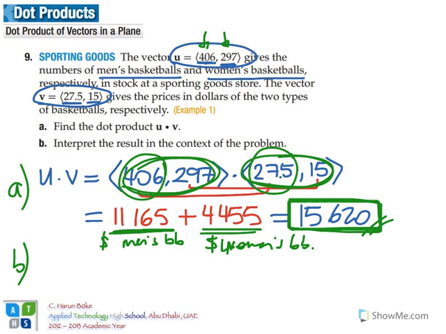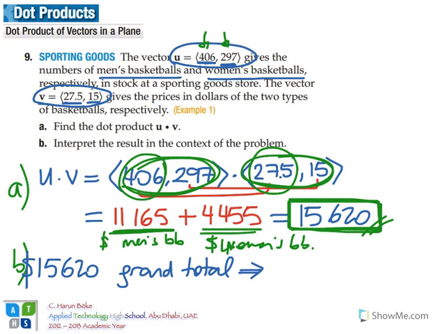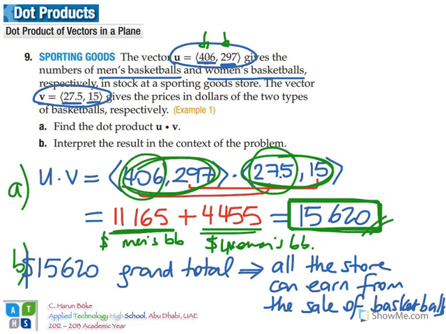So we can say that 15,620 is the grand total. Actually, it's in dollars. We can put this unit here. It's the grand total, which means that's all the money they can make or earn from the sale of basketballs.